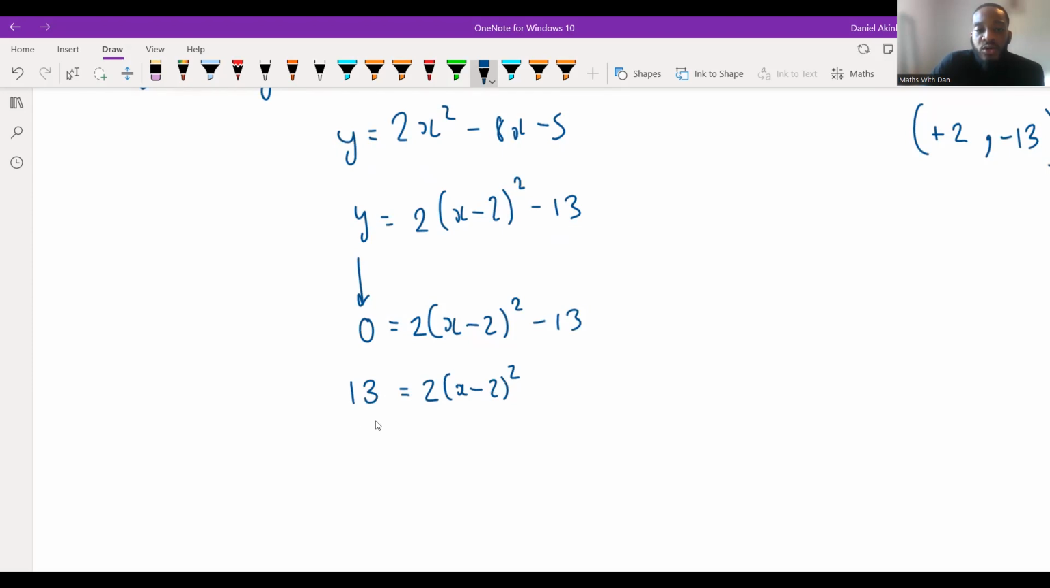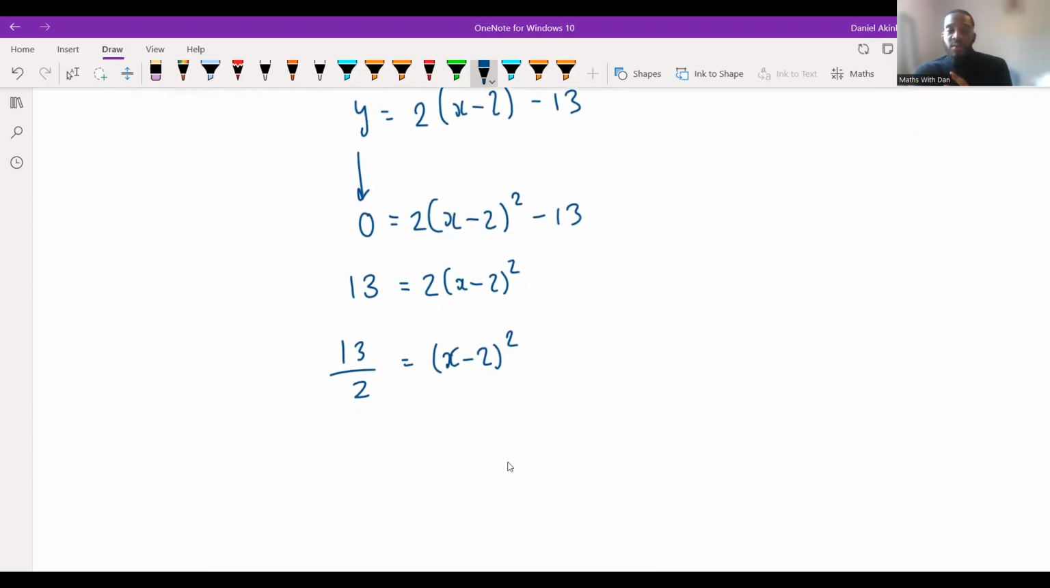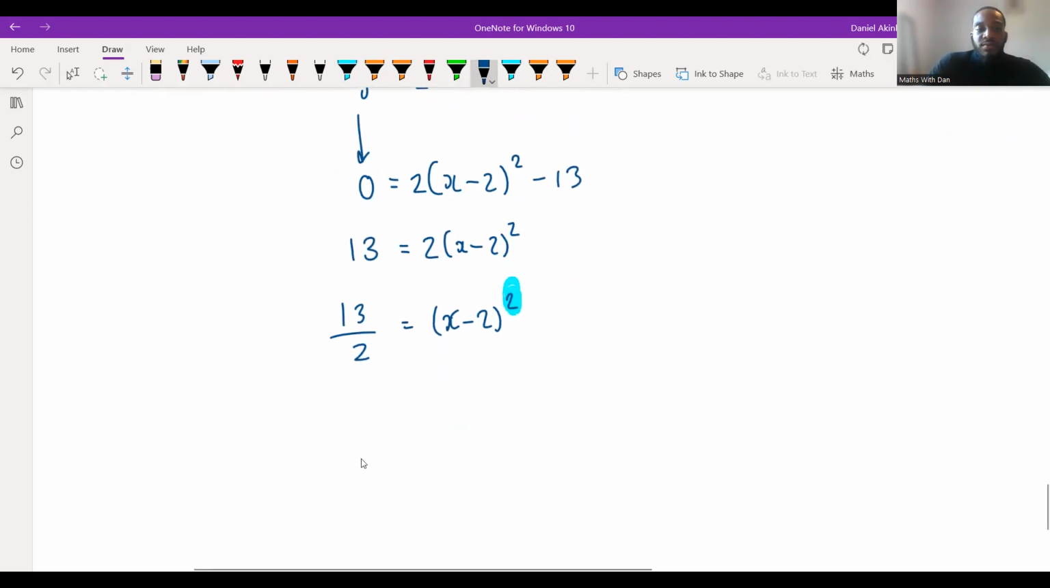And then I'm going to divide by 2. If I divide both sides by 2, I would get 13 over 2, or 6.5, is equal to x minus 2 all squared. Now, remember, you're trying to get x here. Whenever you're solving an equation in completed square format, you don't want to expand again. There's no point. You just take the square root of both sides. So it's just going to be the square root of 13 over 2 is equal to x minus 2.